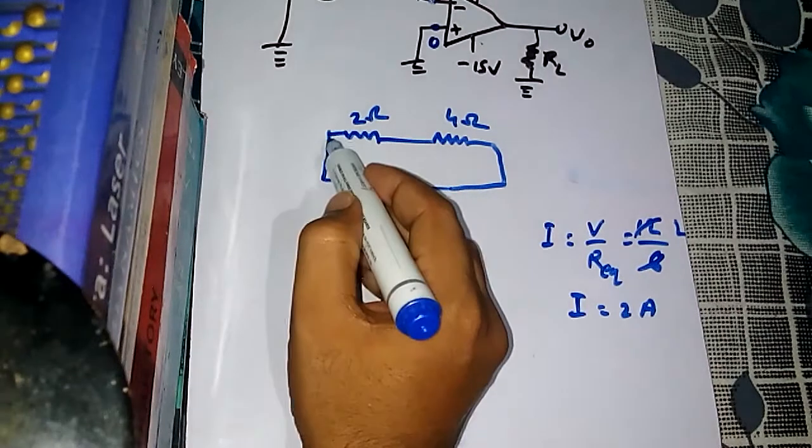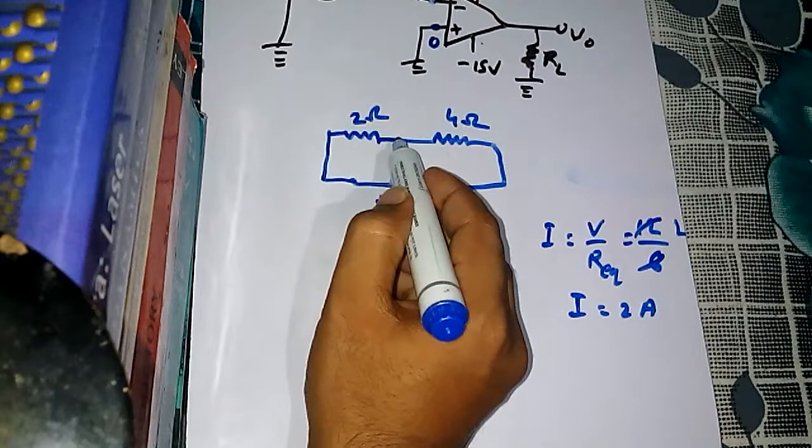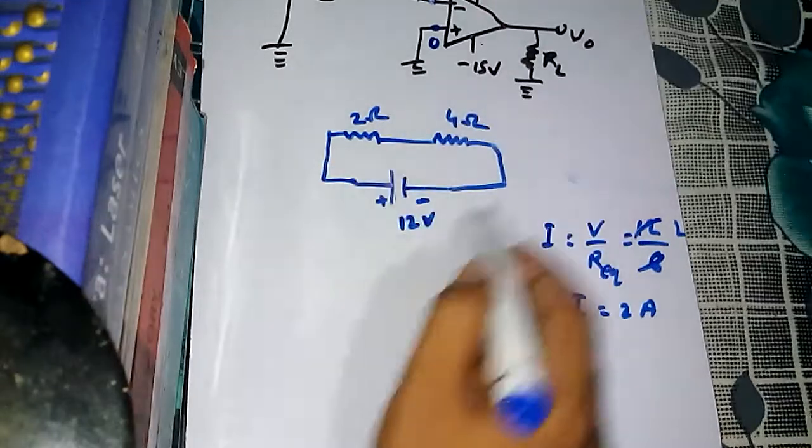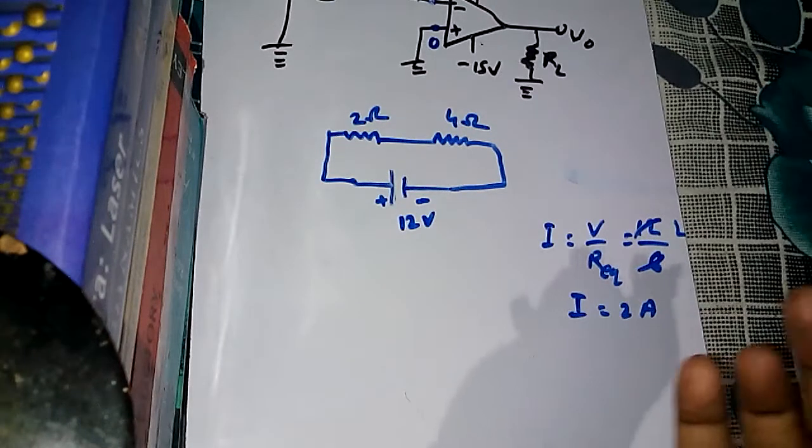Then in the whole circuit, a single current runs, and that is 2 ampere. At this point 2 ampere, at this point 2 ampere, through this 4 ohm 2 ampere, at this point 2 ampere. In the whole circuit, it runs a current of 2 ampere.